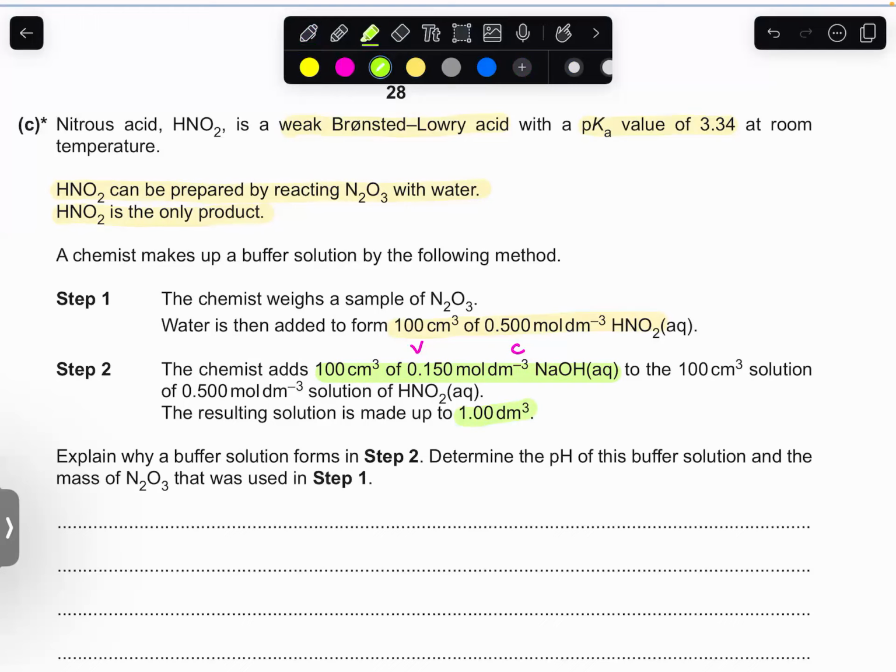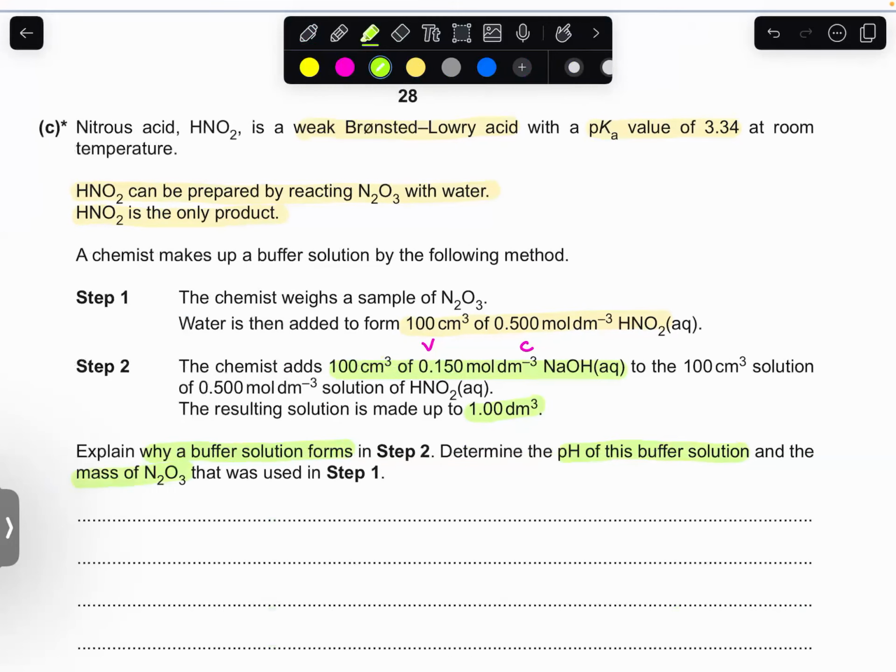Explain why a buffer solution forms in step 2, determine the pH of the buffer solution, and the mass of N2O3 that was used. A lot of information there. Let's now break it down.